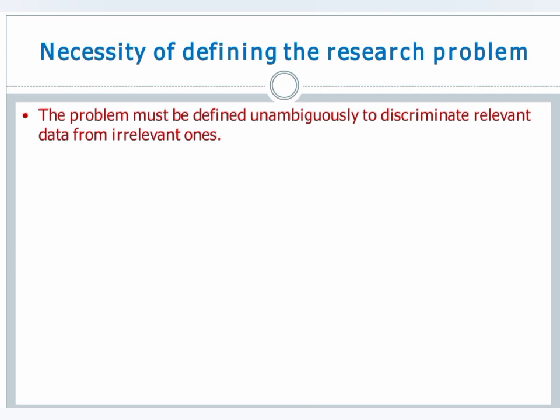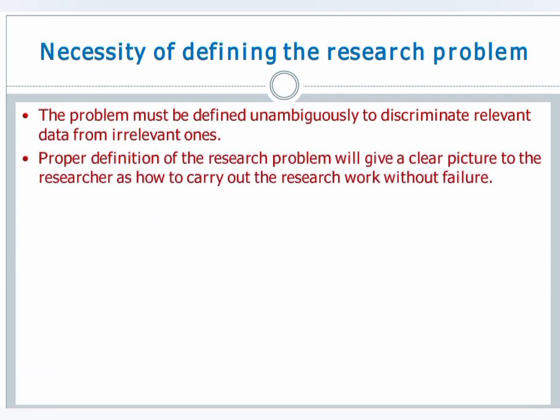And if you are taking a research problem with a single meaning, then we can easily discriminate between the relevant and irrelevant ones. Suppose the particular problem has more than one meaning, then it will be difficult to perform the study on that particular problem. So that's why the problem must be unambiguously defined.